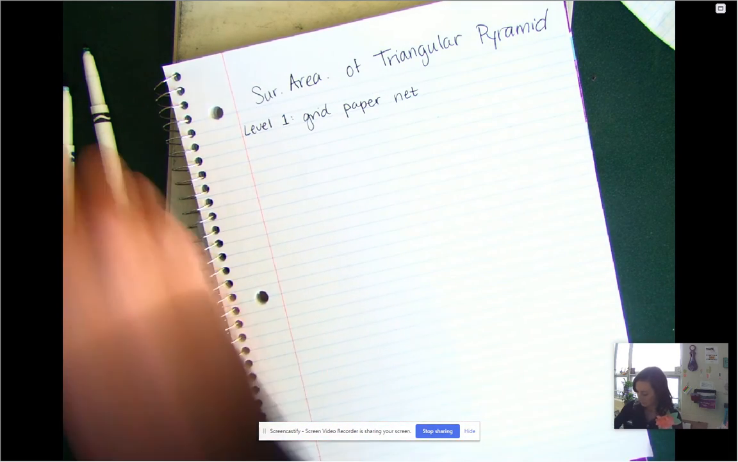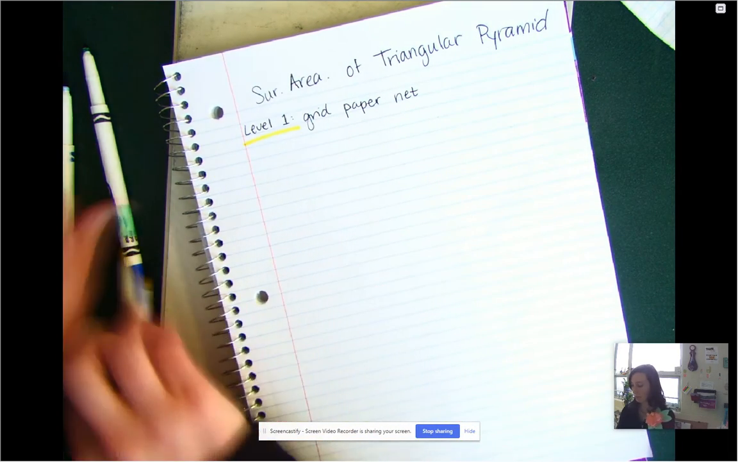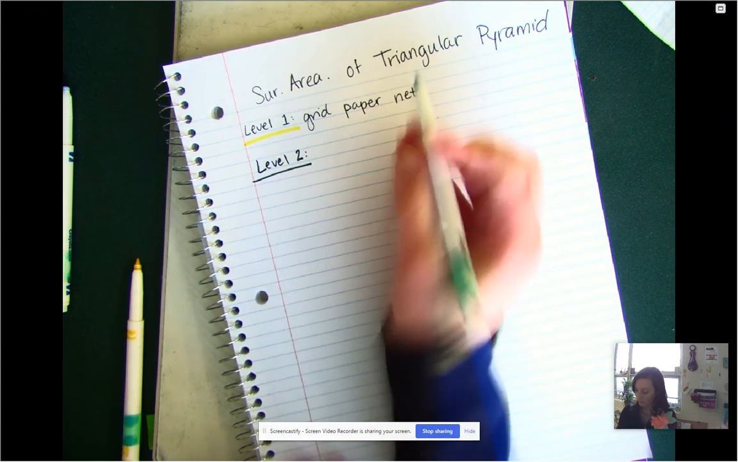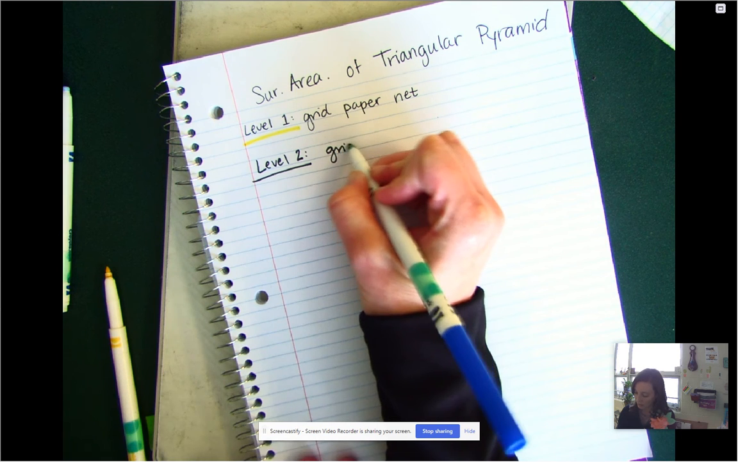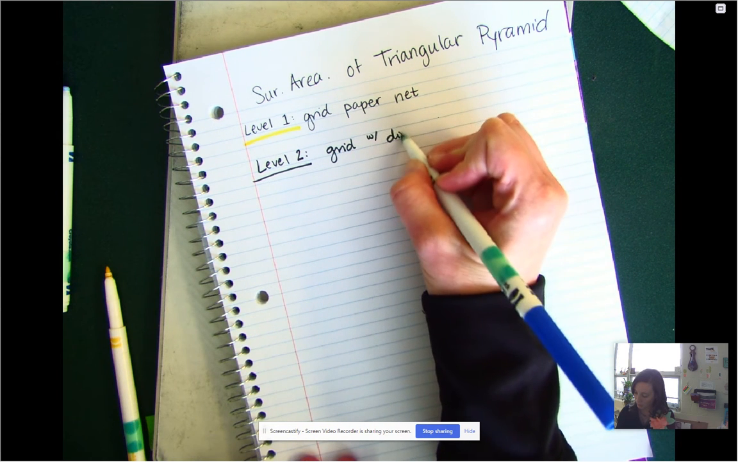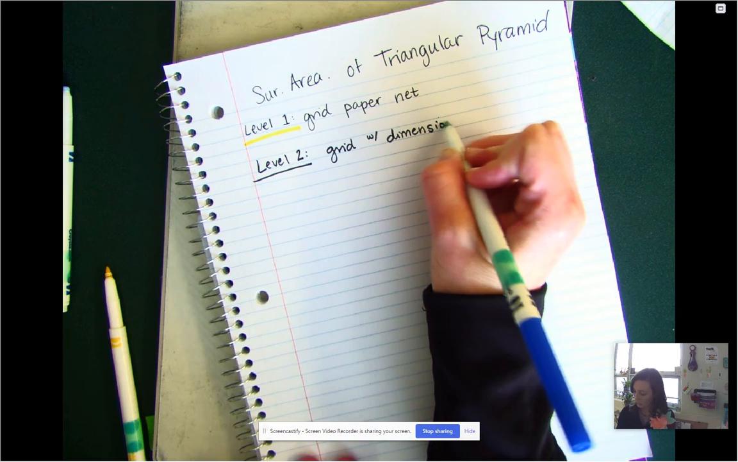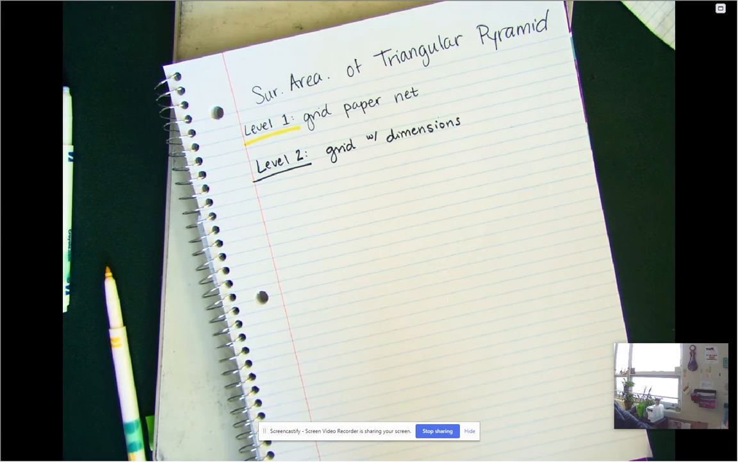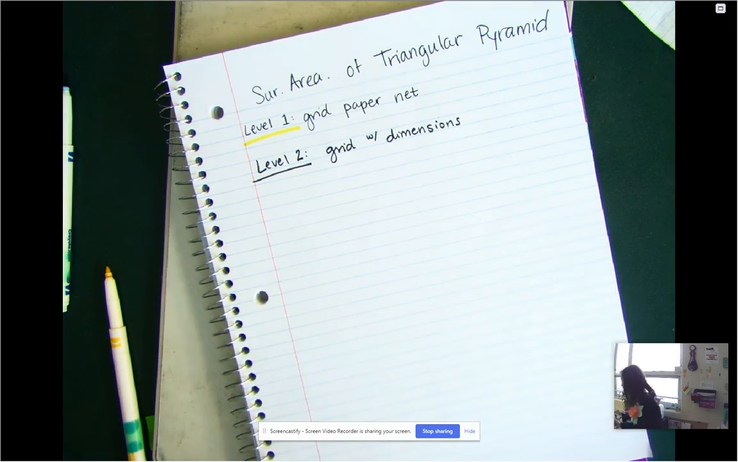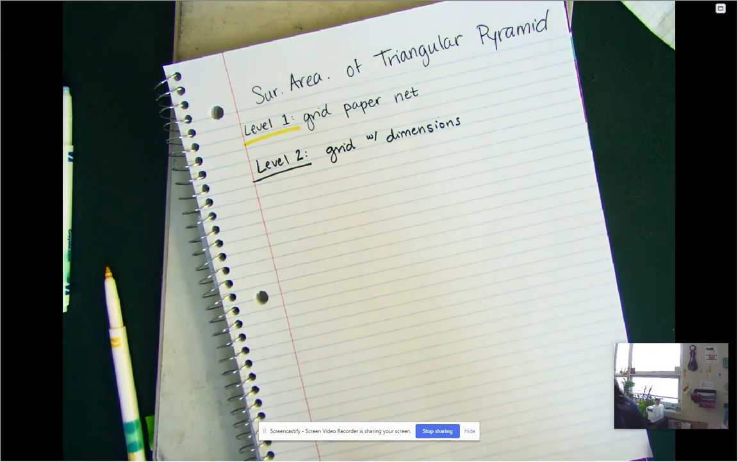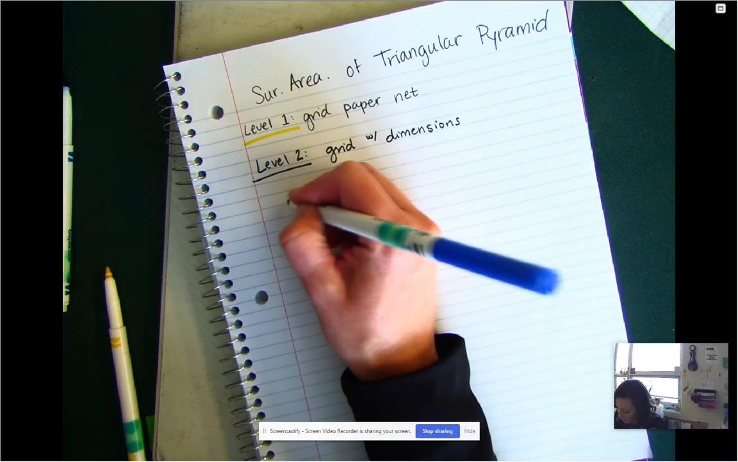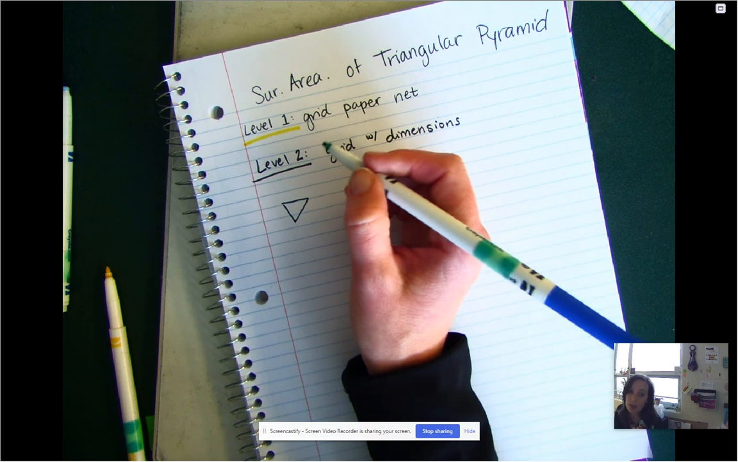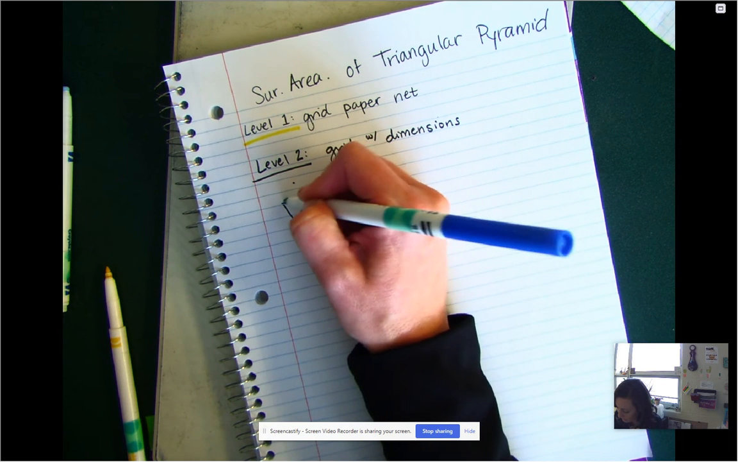All right, you're like, yeah, level 1. Level 2, I'm giving you the grid with dimensions instead of grid paper. So here we go. I have a square pyramid. I said square, I meant triangular pyramid. Put my point at the top.